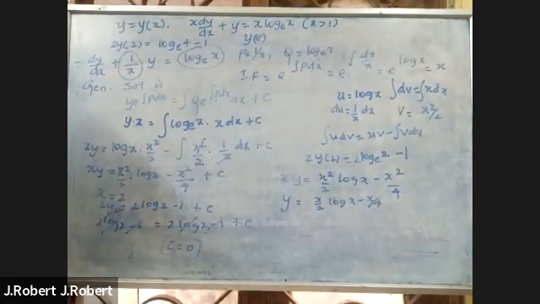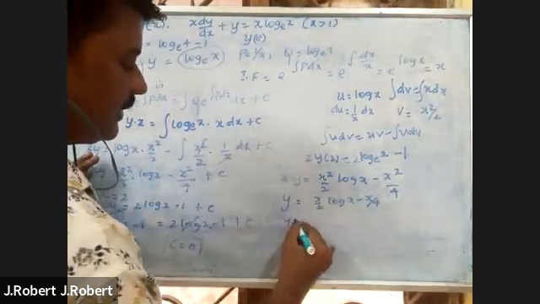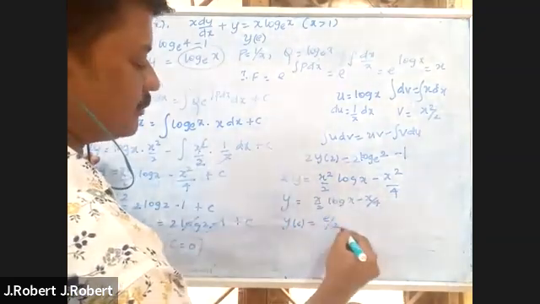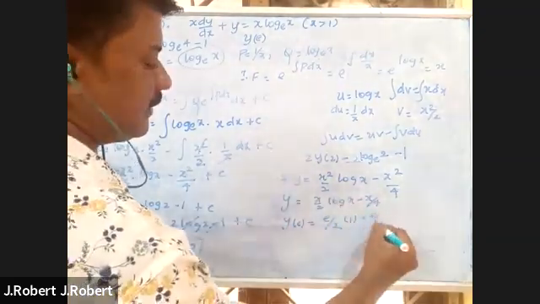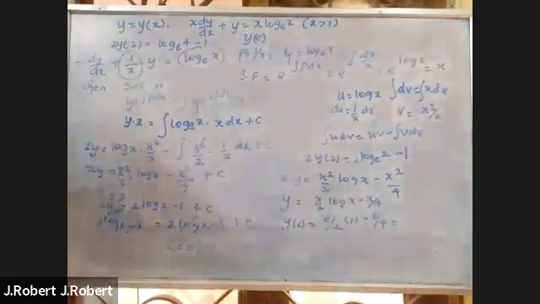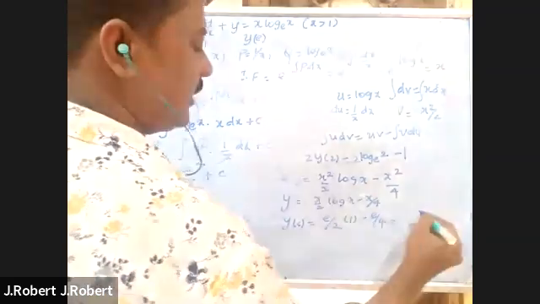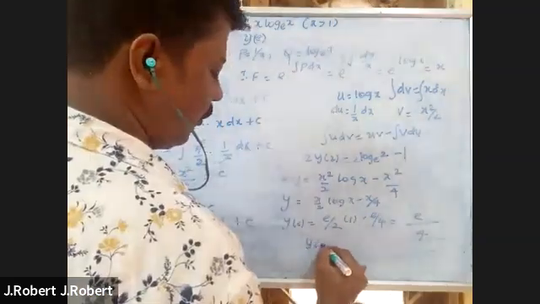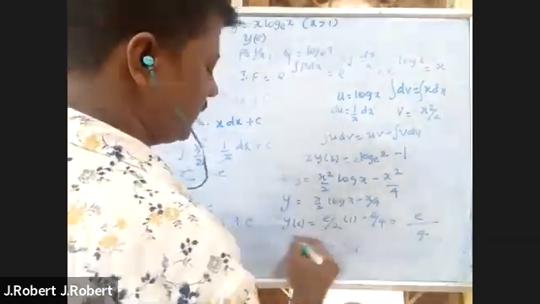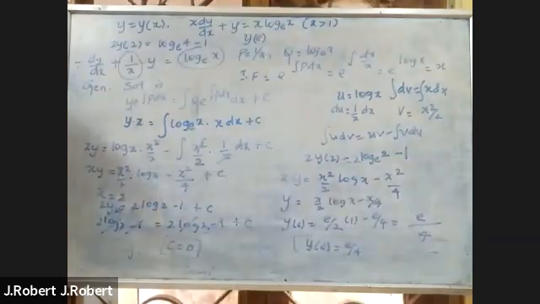Wherever x comes, you put e there. So y of e is equal to e by 2, log e is 1, minus e by 4. Correct? e by 2 minus e by 4. Take LCM, we'll get 4. 2 times e, 2e minus e by 4. Therefore, y of e is equal to e by 4. That is the answer. Please take it down.